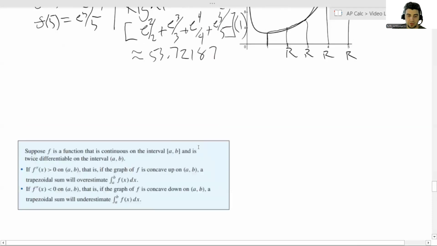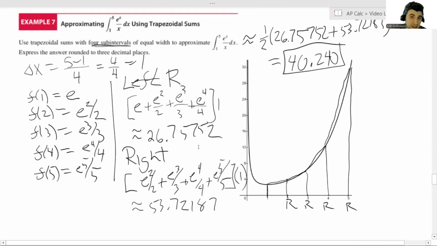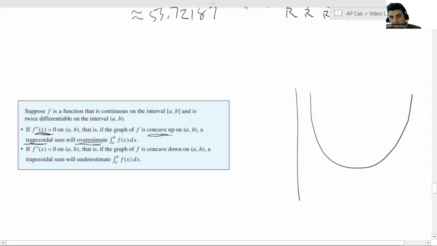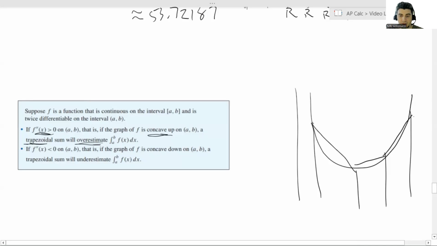So something to notice in this case is that I could very easily see that the trap method is going to over approximate this function because the tops of the trapezoid stick out over top of the graph. And the reason is because the function is concave up. So here's a couple things. If the second derivative is positive on an interval, then the graph is concave up, and then the trap sum is going to overestimate. And you could just very easily draw a concave up graph, put a couple approximating intervals in there, and then connect the tops of them and see that it's going to over approximate.